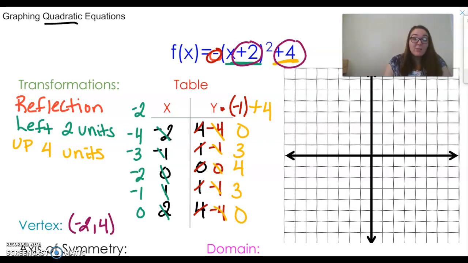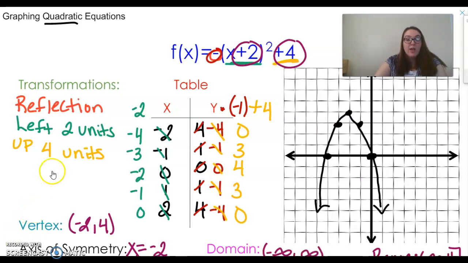Okay, axis of symmetry, I know has to go straight through that vertex. Remember, it is x equals, and I'm going to say -2. What I want you to do is go ahead and graph this on the graph now, if you have not already, and I want you to state the domain and the range, please.